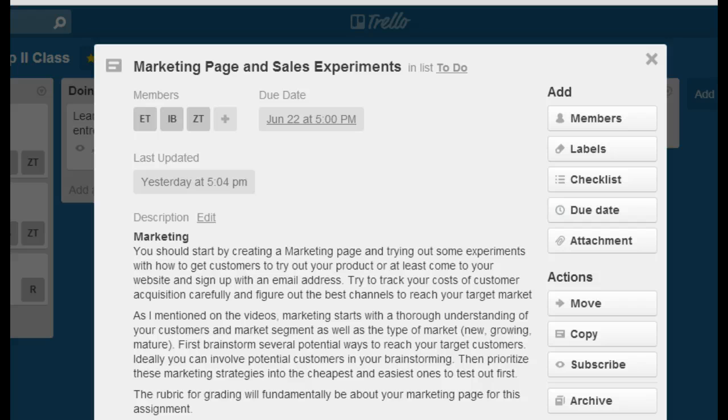Speaking about this week's assignment, the rubric of grading will fundamentally be about your marketing page for this assignment. Since Paul has assigned the animation on my card, I would like to coach you guys to see how we can do this so you can all get good grades. At the same time, we are hoping to build value in the company or in the product.